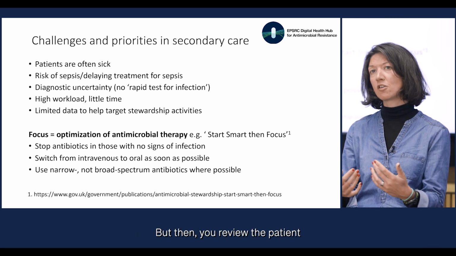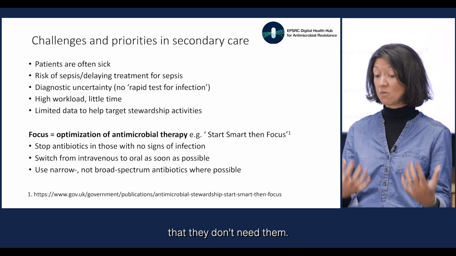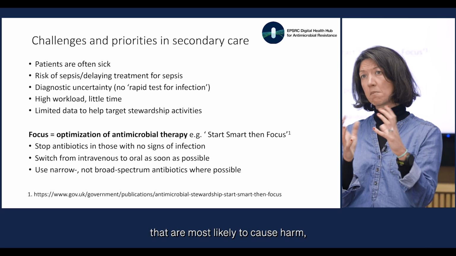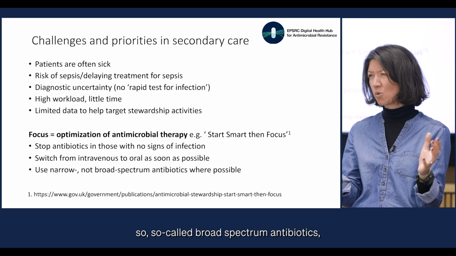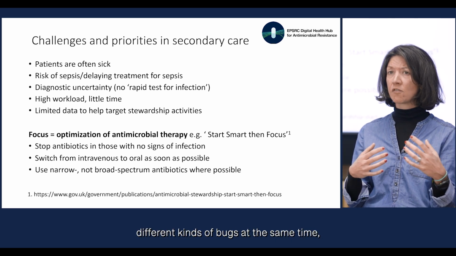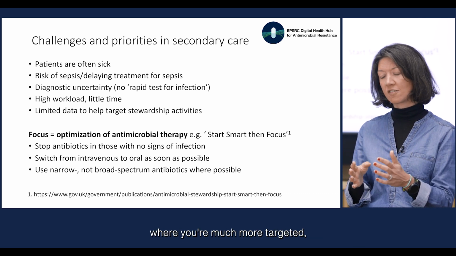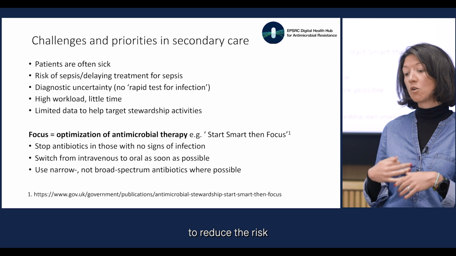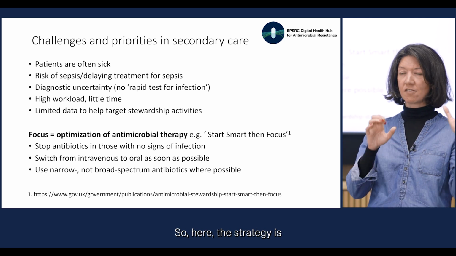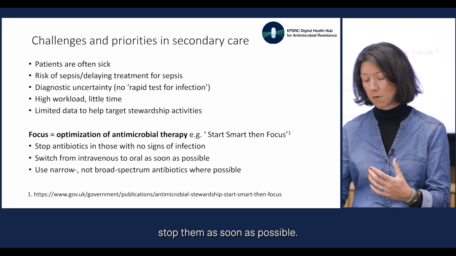But then you review the patient and you stop antibiotics early in those patients where there's evidence that they don't need them, and you try and go from the kinds of antibiotics that are most likely to cause harm, so-called broad spectrum antibiotics, which treat lots of different kinds of bugs at the same time, to narrow spectrum antibiotics where you're much more targeted. And this is all about trying to reduce the risk of antimicrobial resistance. So here the strategy is put people on antibiotics, but try and stop them as soon as possible.